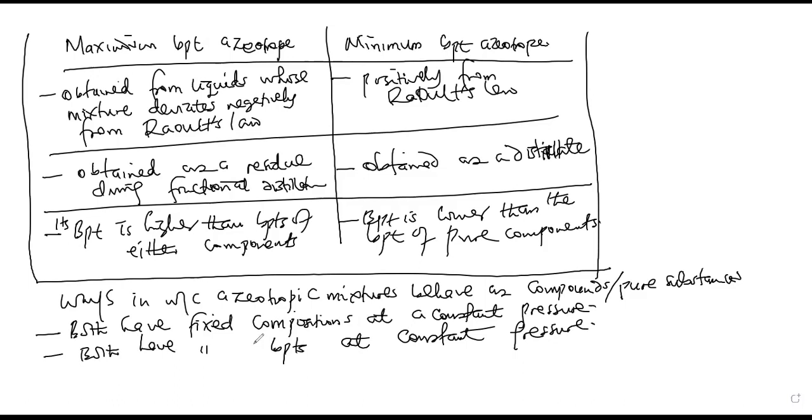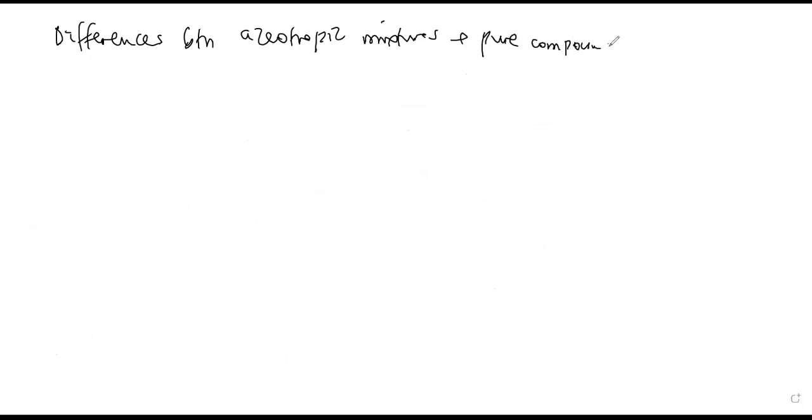Then we want to see the differences between azeotropic mixtures and pure compounds. The differences are four. The first difference is that azeotropic mixtures can be separated by physical means.